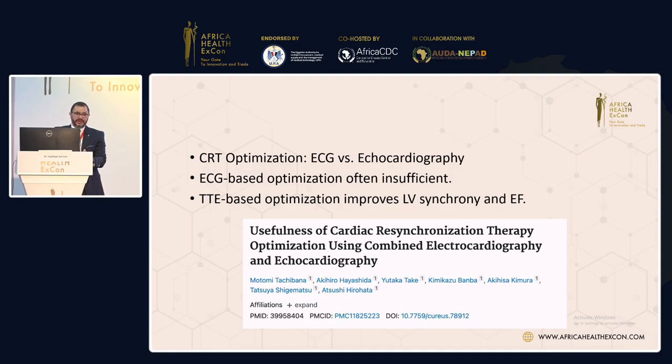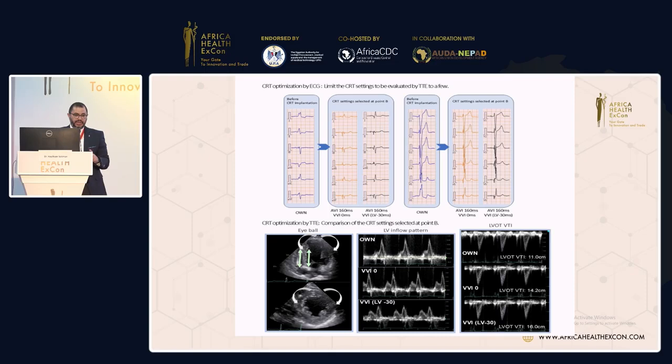The optimization of these devices, especially the CRT, was depending upon the effect of the CRT on the ECG. But refining that by combining the ECG changes with the echocardiographic changes, especially the strain and strain rate, we can increase the benefit of CRT and decrease the desynchronization that could happen. So by adding tools like echocardiography to the ECG, the follow-up of the patient with CRT can optimize the effect of the CRT.